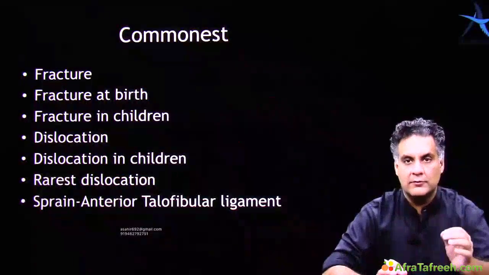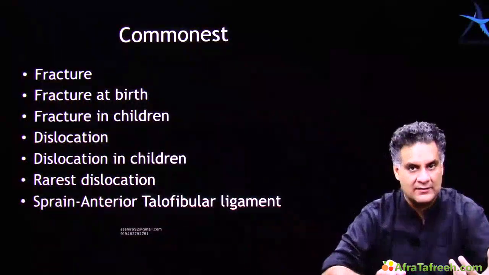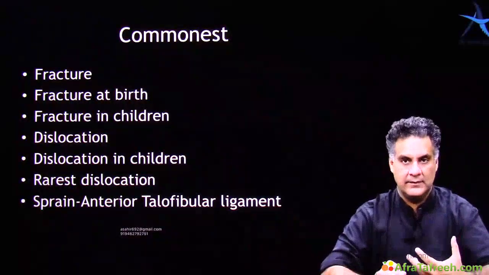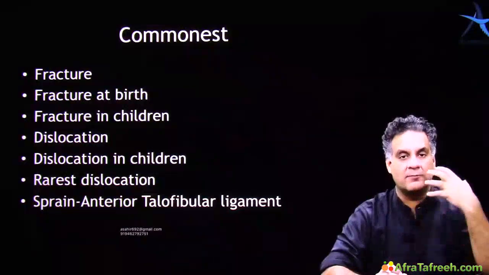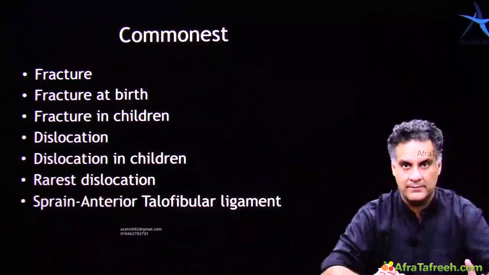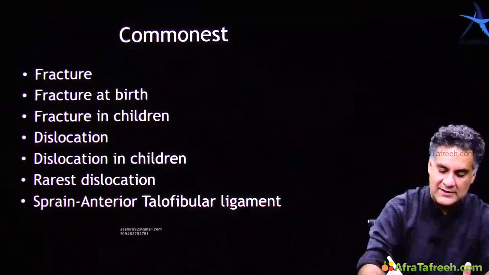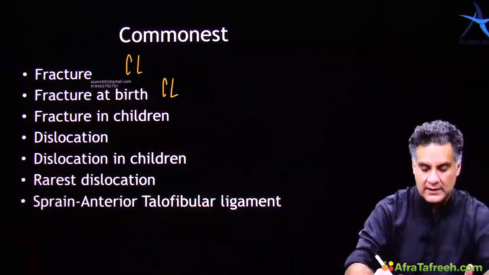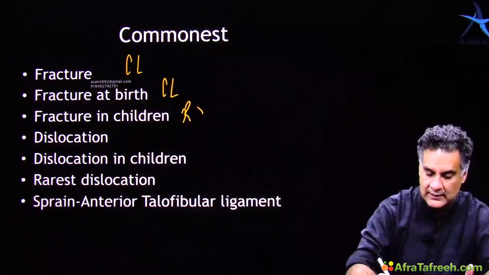Most common bone to fracture. What's a fracture? Break in the cortex. What is the surest sign of fracture? Abnormal mobility or failure to transmit the movements proximally. Crepitus is not the surest sign of fracture. Most common bone to fracture, clavicle. At birth, clavicle. In children, radius more than ulna.